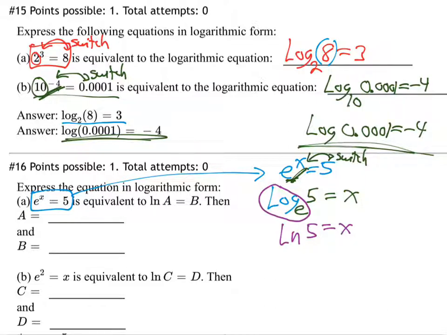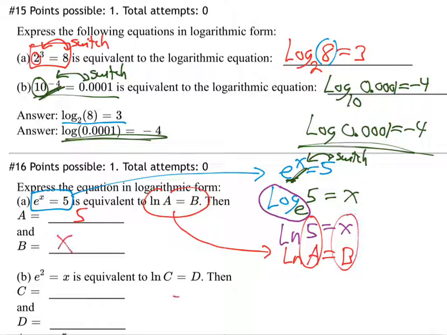And they said, okay, we want you to rewrite it as this. So bring that down to match them up. ln of a equals b. So what's a? 5. What's b? X. There we go.